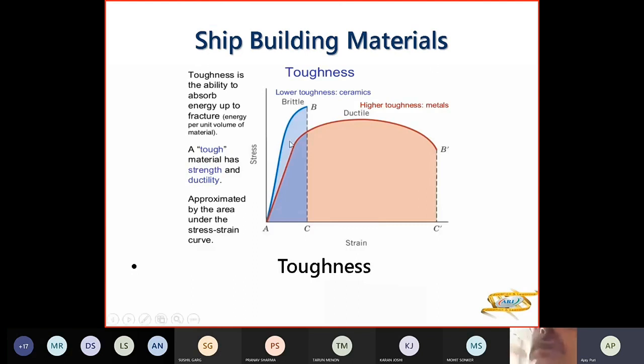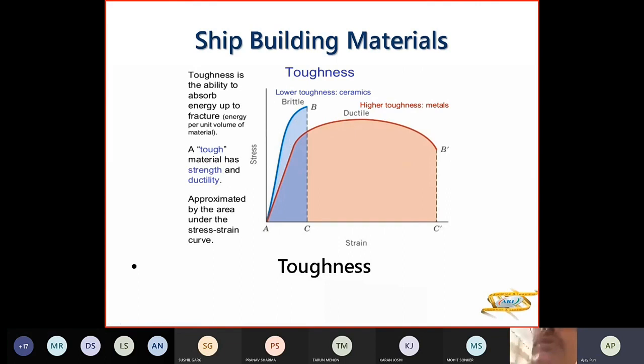So if you see this metal, this is a brittle metal. The area under this curve is less because the fracture point is here at B. The fracture point of this ductile metal is at B dash. So the area under this curve is A, C, C dash, B dash. It's a big area. That's why this is much tougher than this metal.